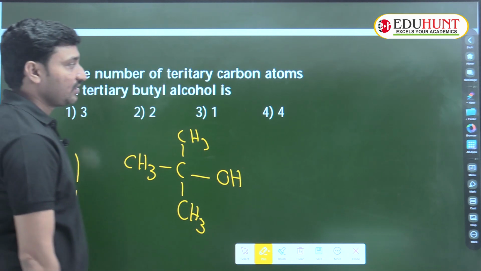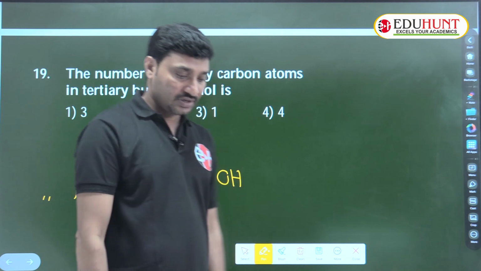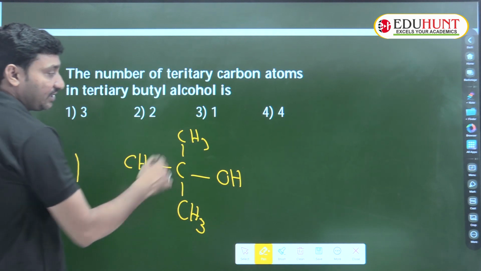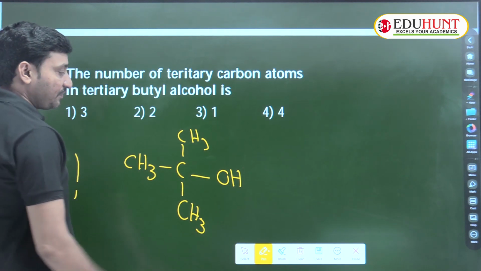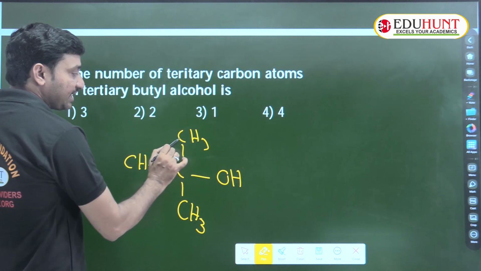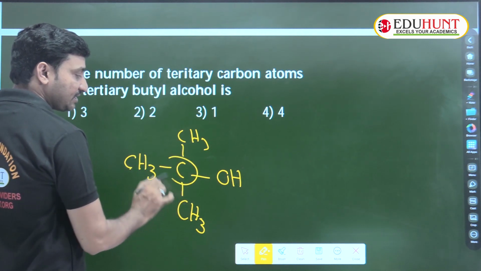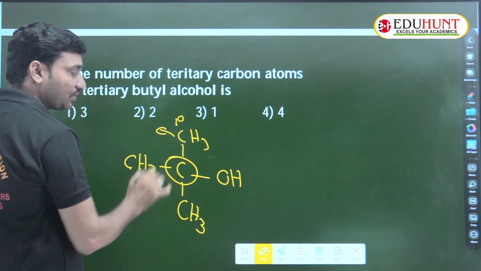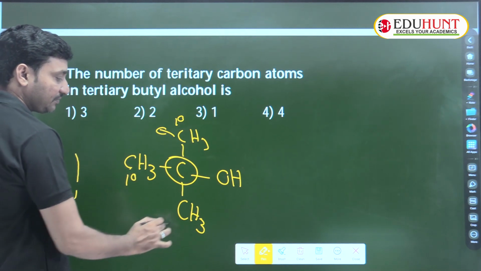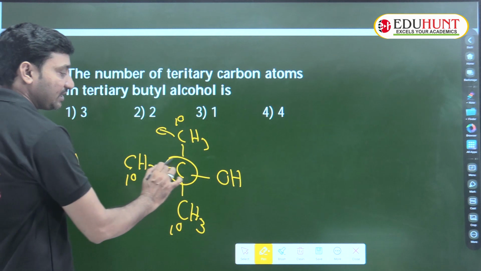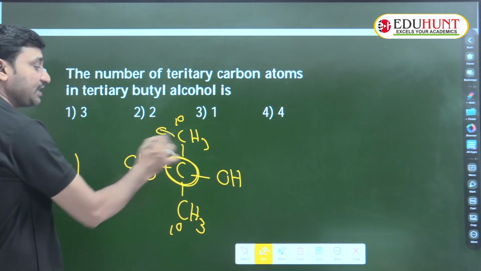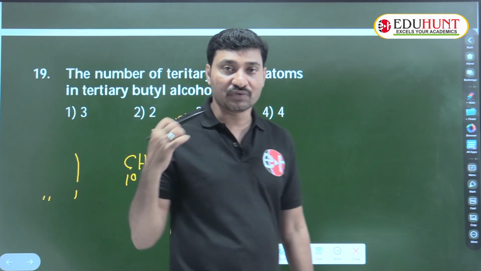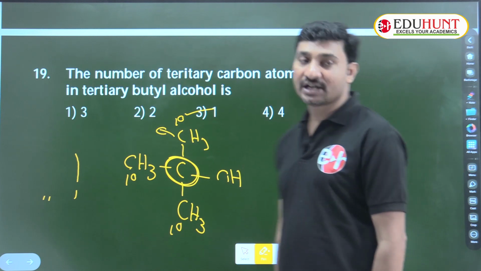Tertiary butyl alcohol. First of all, what is a tertiary carbon? A carbon attached to three different carbon atoms, sp3. This carbon is attached to three carbons, right? 1, 2, 3. Hence, this is the tertiary carbon atom. And this carbon is a primary carbon atom, because it is attached to only one carbon atom. This is also a primary carbon atom, this is also a primary carbon atom. This is the tertiary carbon atom because it is bonded to three different carbon atoms. Hence, the right answer is the third option, because only one tertiary carbon atom is there in tertiary butyl alcohol.